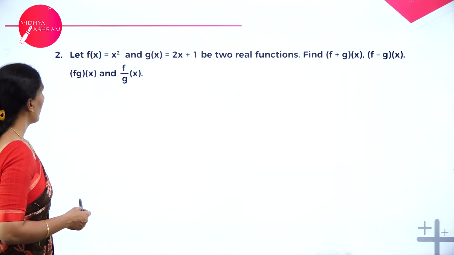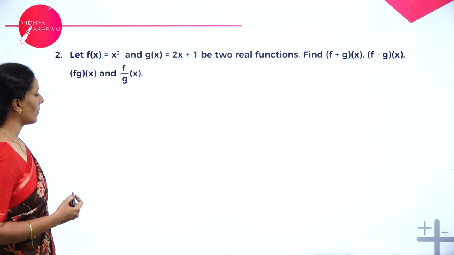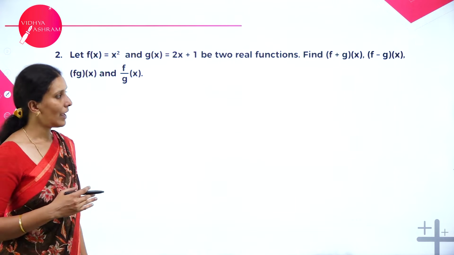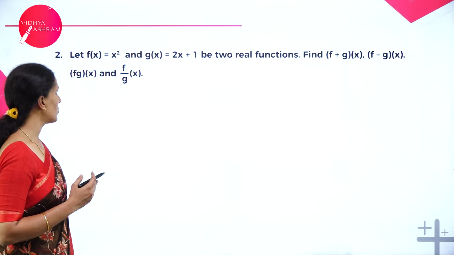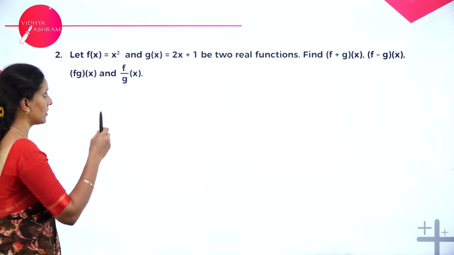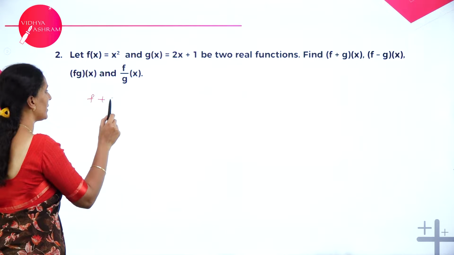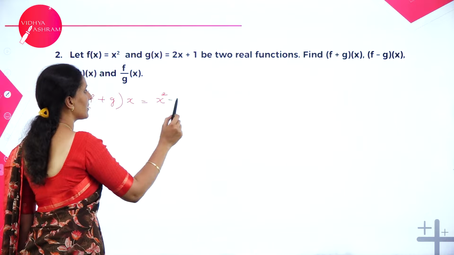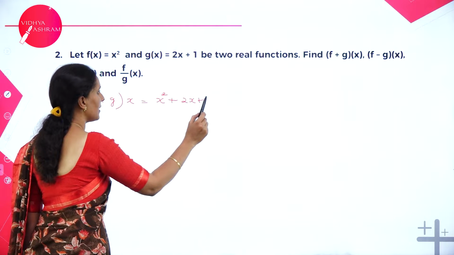Next, let f of x is equal to x square, g of x is equal to 2x plus 1 be two real functions. Find f plus g of x, f minus g of x, f g of x and f over g of x. So let us find f plus g of x. The sum of two real functions, that is x square plus 2x plus 1.